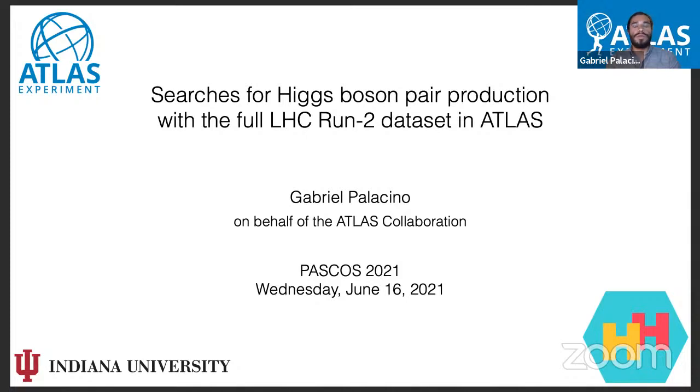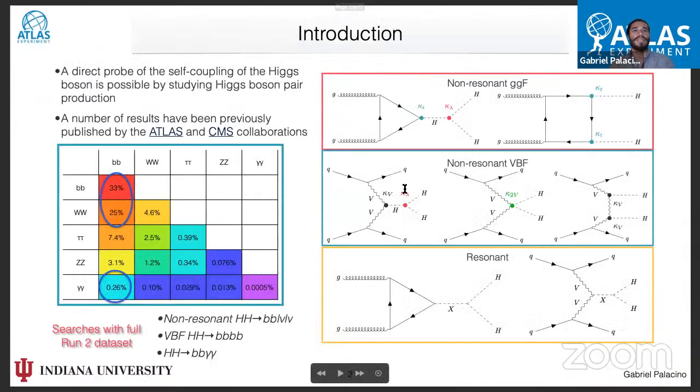So I will be talking about searches for Higgs boson pair production with the full Run 2 dataset in ATLAS. So let me get going. Higgs pair production is very well motivated within the standard model and also in BSM scenarios. And one really good thing about this is that we can directly probe the self-coupling of the Higgs bosons. This is the kappa lambda factor that you see in many of these Feynman diagrams. It is a coupling modifier that we usually normalize to 1 for the standard model, but it pretty much controls the strength of these interactions.